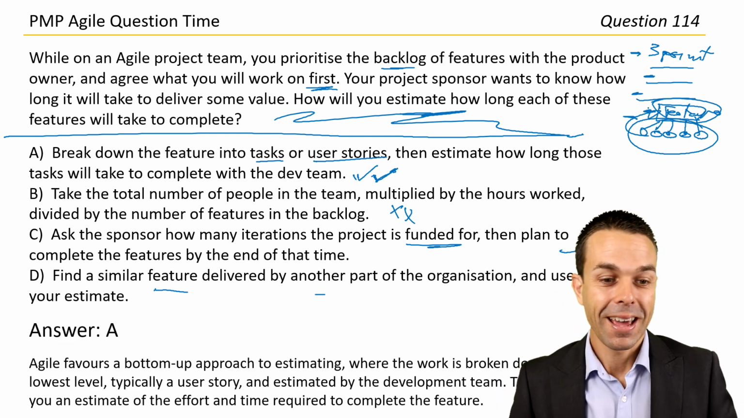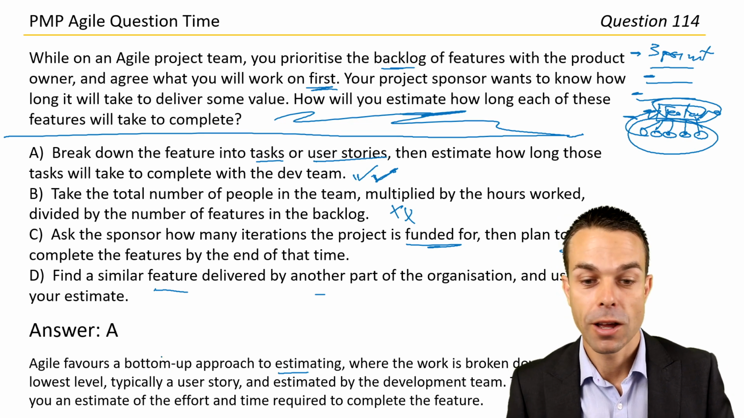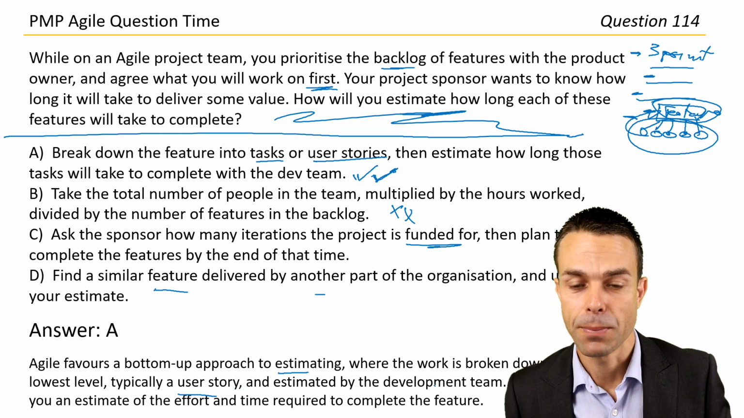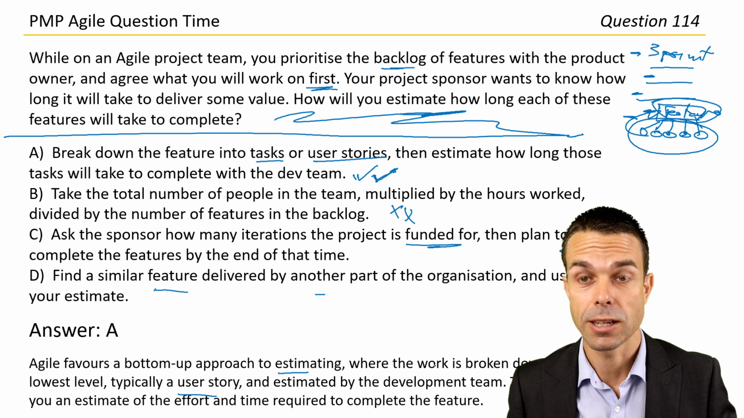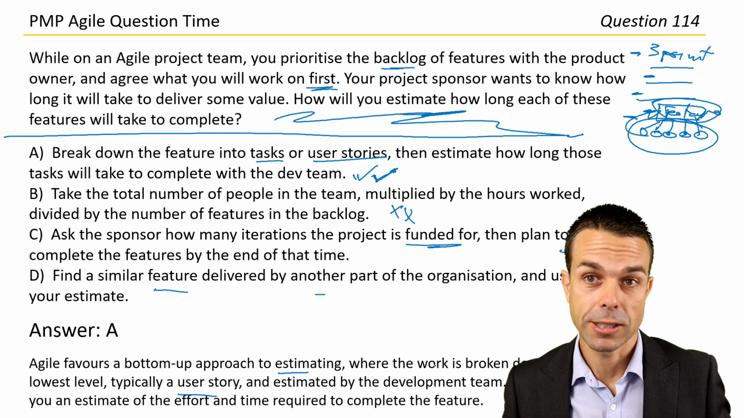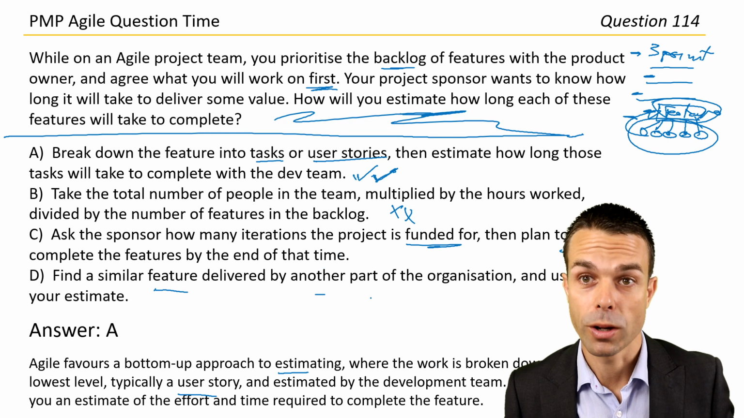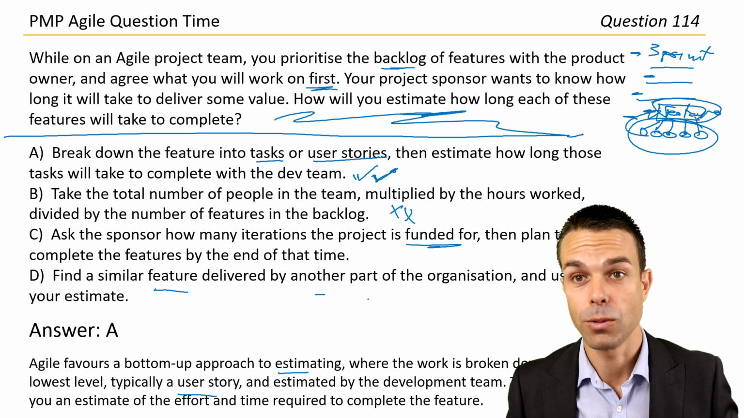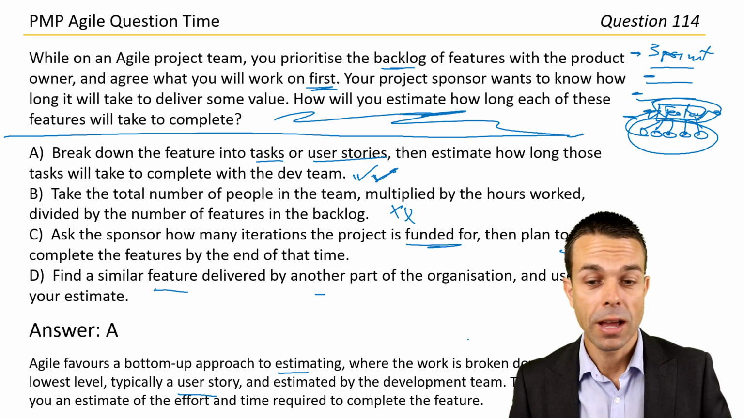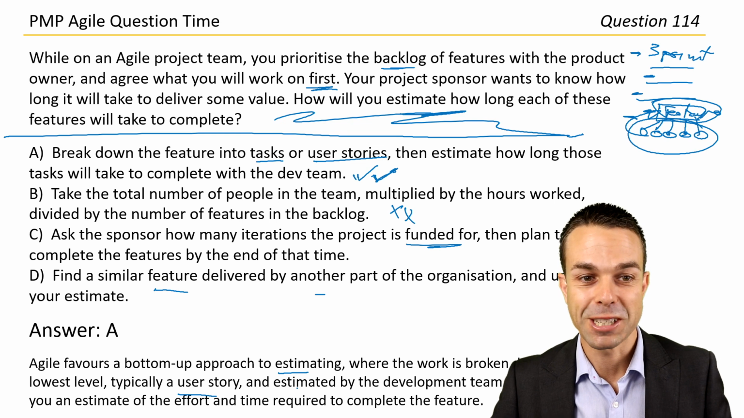And there it is. Agile favors a bottom-up approach to estimating, where the work is broken down to its lowest level, typically a user story, and estimated by the development team. And the testers will need to be involved here, and business analysts potentially, and the Scrum Master will facilitate, but all of those people will have an input into how much work they think is in the card. So the whole development team, the whole team will need to do this, which will give you your estimate of the effort and time required to complete the feature.